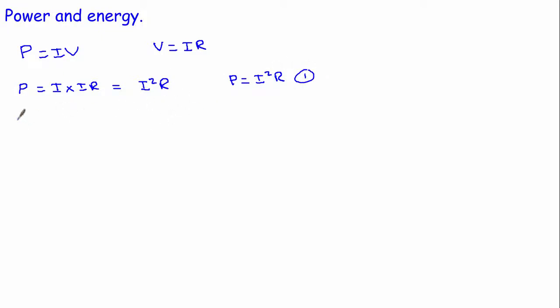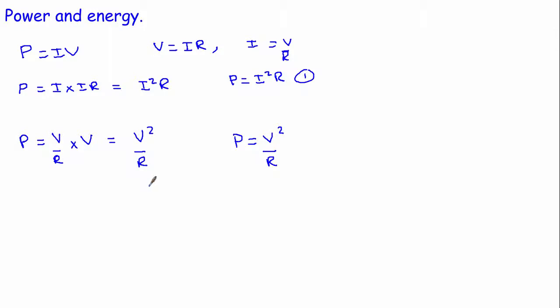Second equation, we can do exactly the same thing, but I can rearrange this. So I equals V over R this time, and instead of replacing the V, I can replace the I. So P equals I, well, I is V over R, multiplied by the V, and if we simplify that, we get V squared over R. So my second equation, P equals V squared over R. So if I know the potential difference across a component and its resistance, then I can calculate the power.